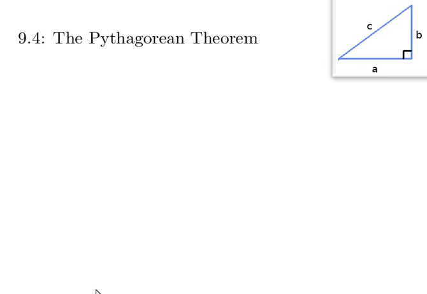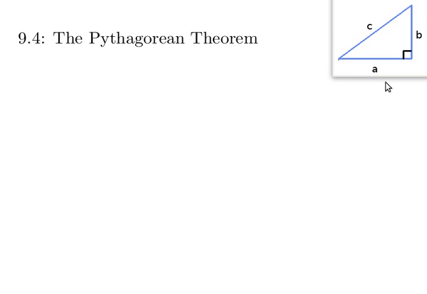Okay, today we're going to be talking about the Pythagorean Theorem. And the Pythagorean Theorem is a property that applies to right triangles, like this one. So by right triangle, what we mean is a triangle that has one right angle in it. And this little box here signifies that this is a right angle.